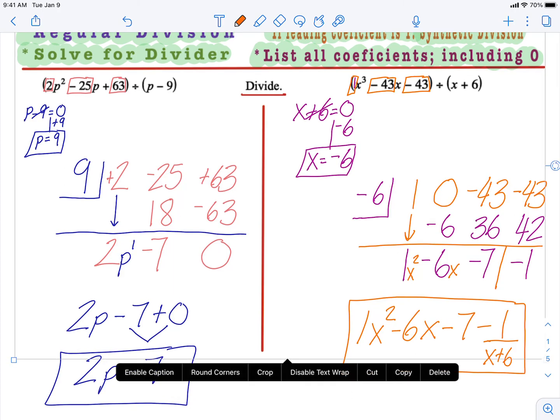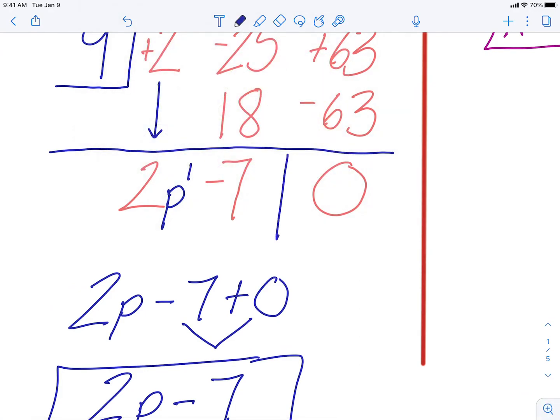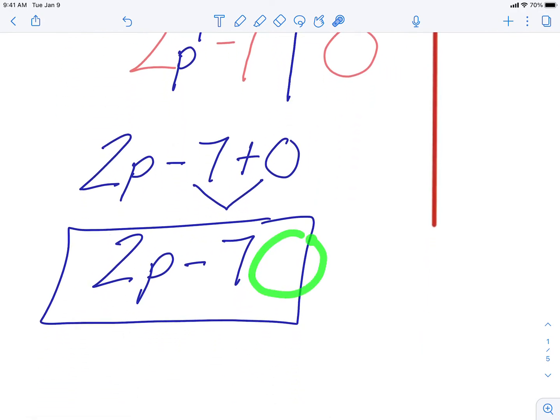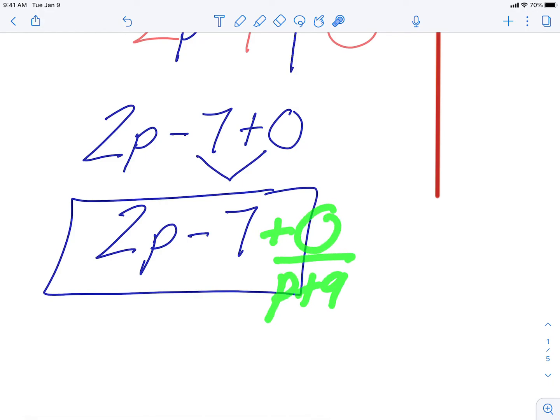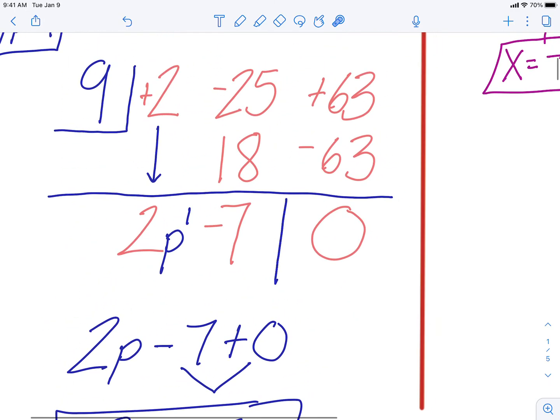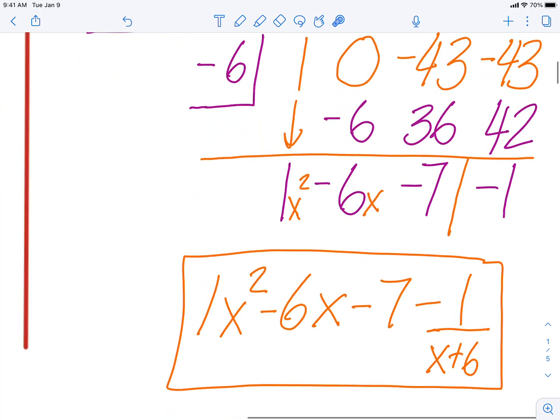Now, if you noticed here on the first example, okay, this had no remainder. The remainder was 0. That's why there's nothing here at the end. Look, there's no number divided by the original, which is p plus 9. There's no plus a number divided by p plus 9. There is none of that because there's no remainder. We got 0. But on the second example, we did get a remainder, which was -1. So we had to write -1 over x plus 6.